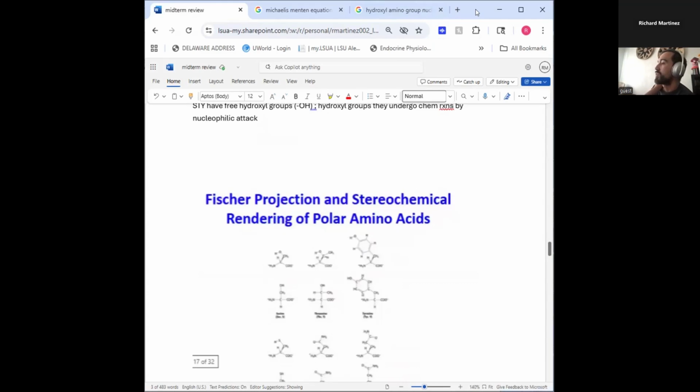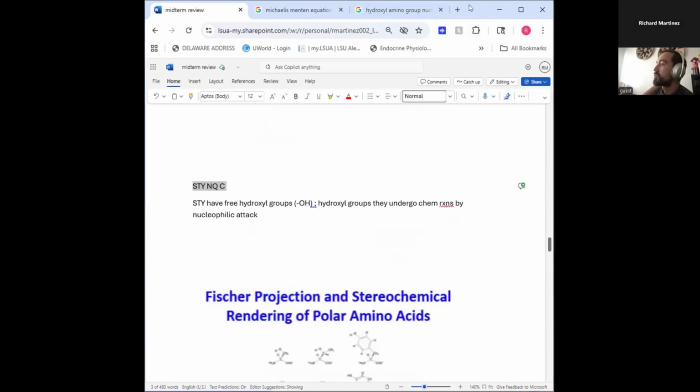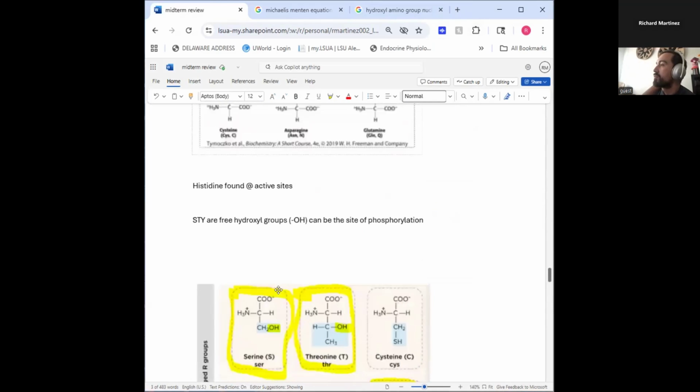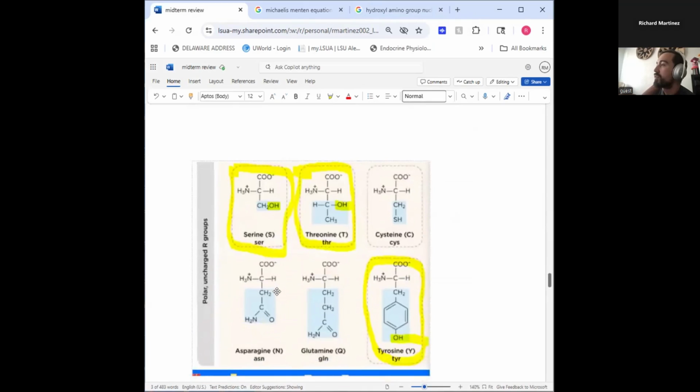Exactly. Yeah, to pull it up. Yeah, they're polar. If you remember these, these are going to be polar. Exactly, they're your polar R groups. Good job. You got it right here. Oh, I already had it here. Okay, perfect. S, T, Y and Q, C.